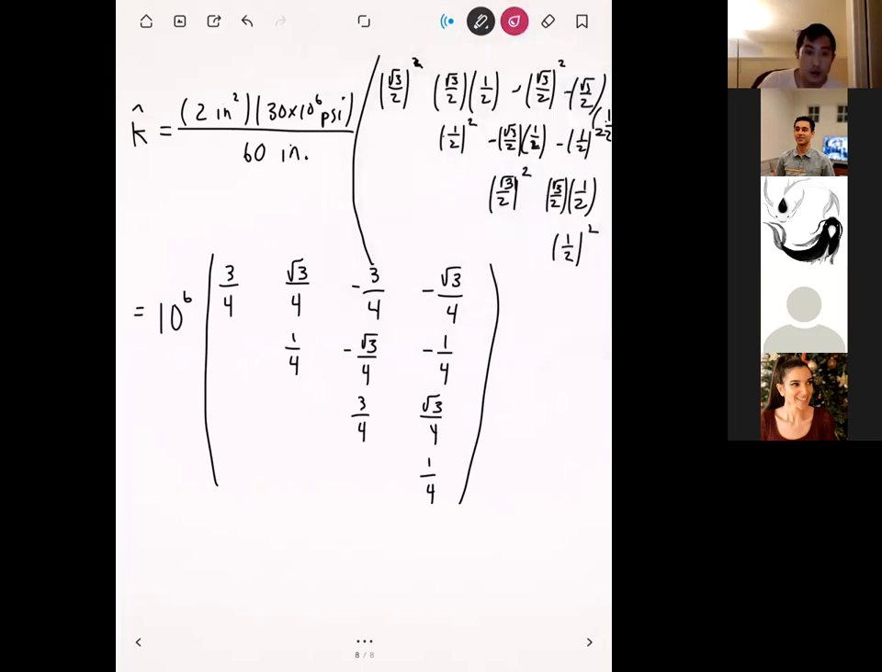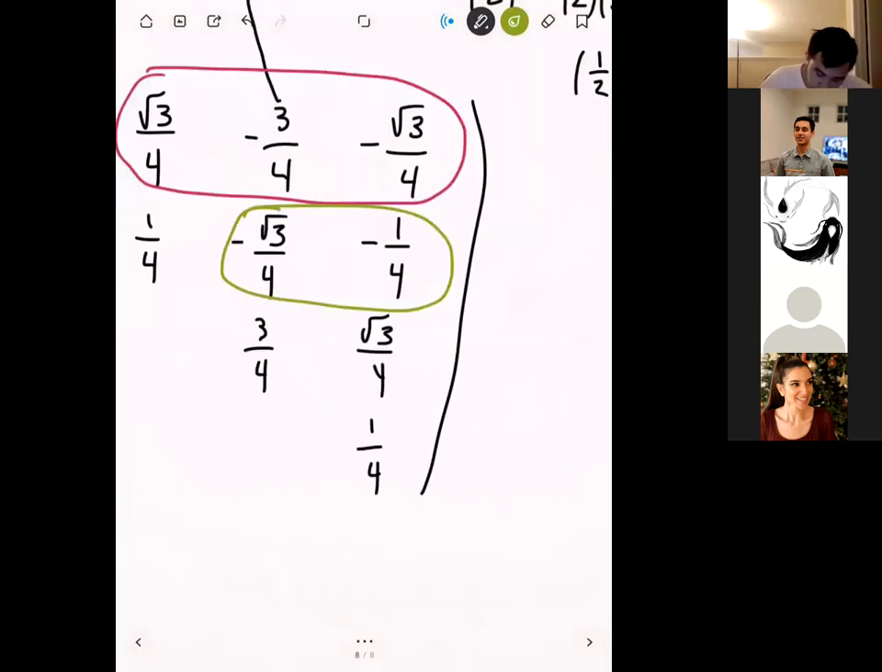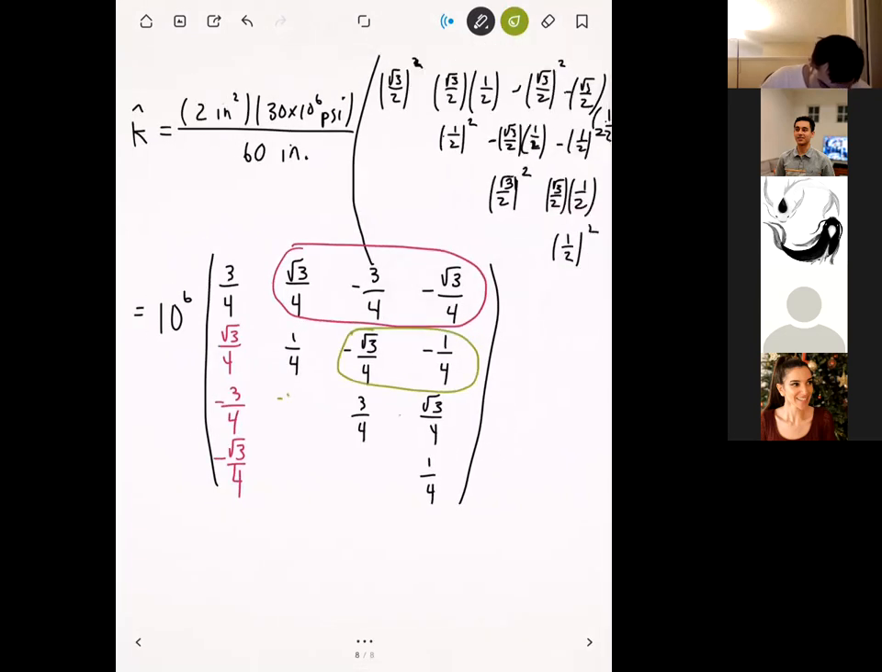Now that we have all of these values computed, all we have to do is reflect them over to the other side. First, let's reflect this row. This row, which reads across, we can just go down just like that. First we have root 3 over 4, minus 3/4, and then minus root 3 over 4. I just wrote that row as the column down there. Next, let's write this row as a column. This will be minus root 3 over 4, and minus 1/4.